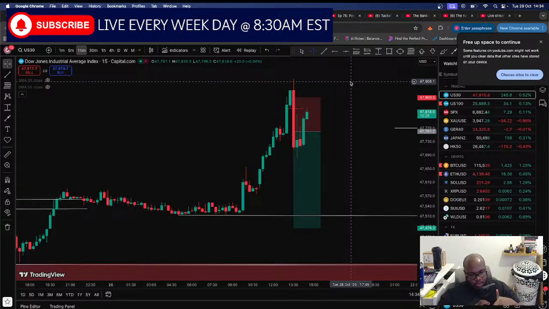Can we get a bounce off our order block maybe to turn red? And if we can't get a bounce off the order block to turn red, then we've got no chance of going down. No, the buyers come straight back in.